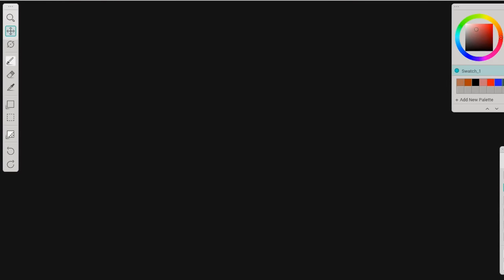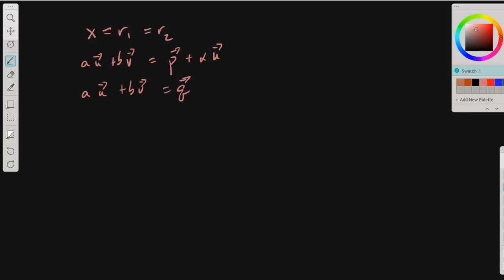So, suppose we write down the equations that we're interested in. We want to solve x equals R1 equals R2 for some a and b. So explicitly, that's two equations, two unknowns. So we have au plus bv equals P plus alpha u, and we also have au plus bv equals Q plus beta v.